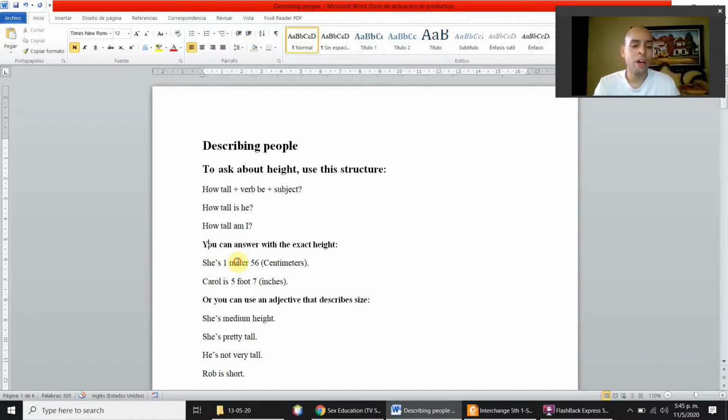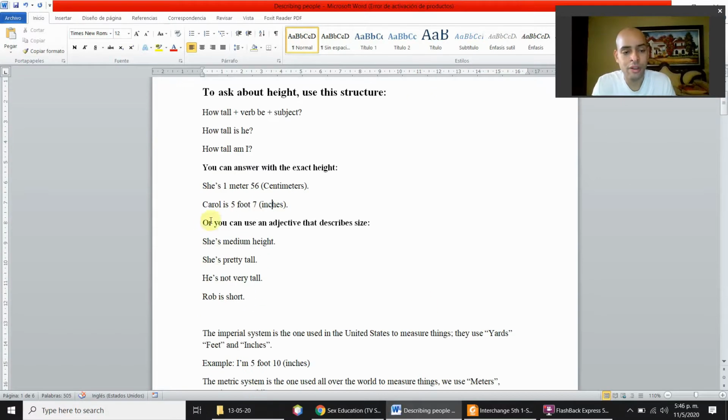She is 1 meter 66. You can say centimeters, but it's not necessary. You just have to say she's 1 meter 66. Or you can use the imperial measurement, the imperial unit, I'm sorry. Carl is 5'7". You can say inches at the end, but again, it's not necessary. You can say Carl is 5'7", and people will understand you.